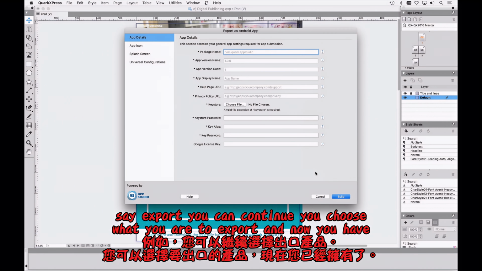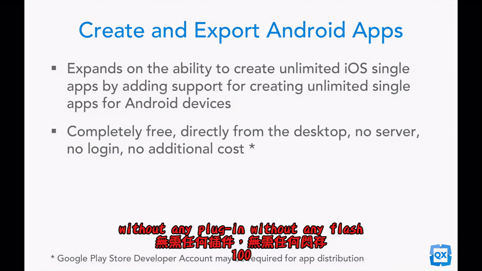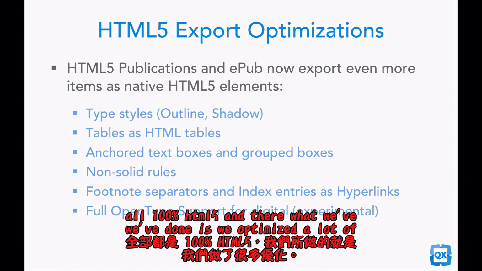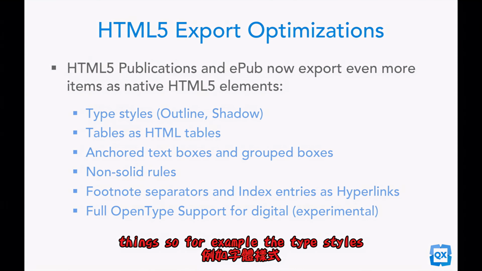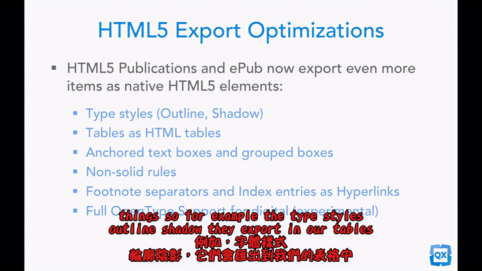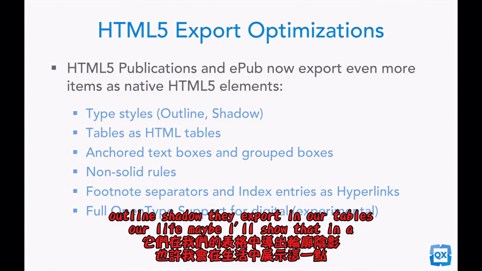So you can create iOS single apps, Android single apps, and of course you can do HTML5 publications, which run in a browser, give you that app feeling in a browser without any plugin, without any Flash, all 100% HTML5. And there, what we've done is we optimized a lot of things. So for example, the type styles, outline, shadow, they export now. Tables are live. Maybe I'll show that in a second. Anchor text boxes export.